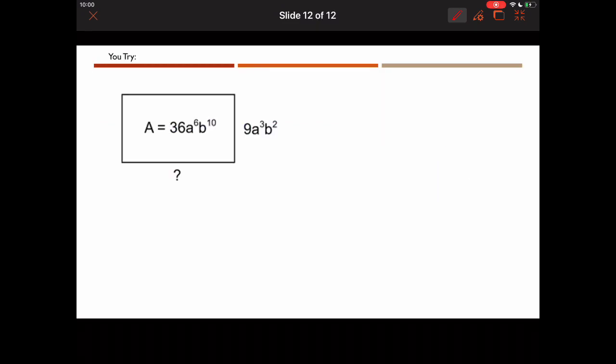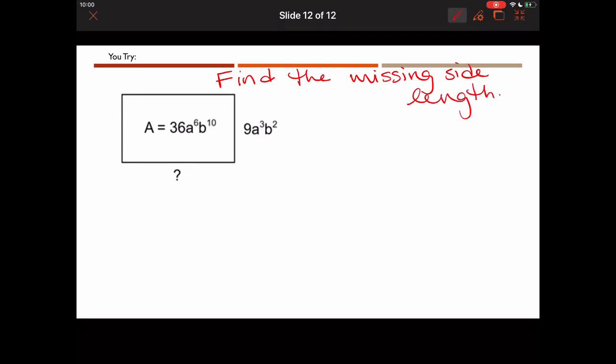All right, so now you're going to try this one on your own. You're going to find the missing side length. So you're given the area is 36 a to the 6th b to the 10th. You're given one side is 9a cubed b squared. Pause the video, take a minute, find that missing side length. And then when you unpause, you can check your work.